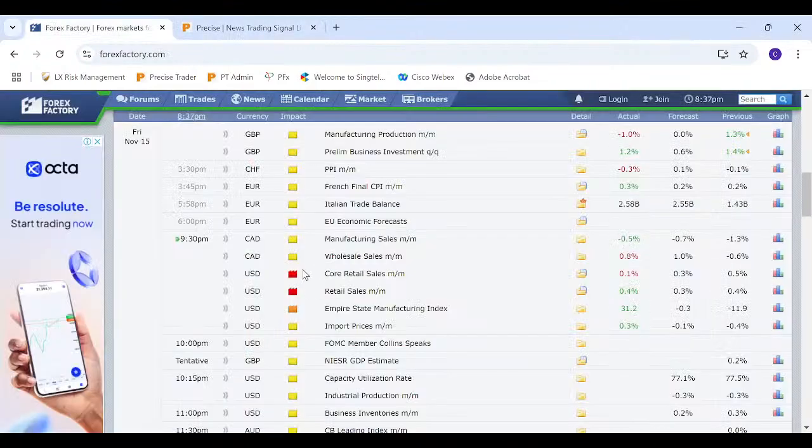The core retail sales month on month is bad. But the retail sales came out to be better than expected. And Empire State Manufacturing Index also came out better than expected, because the market is expecting negative 0.3 but it came out positive. So we have mixed data. Okay, let's see what orders we got filled.